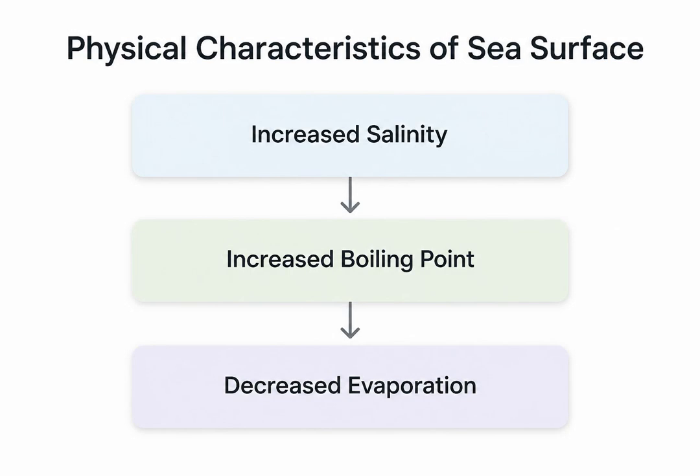The physical characteristics of the seawater itself also play a huge role. Let's look at salinity. If the salinity of the water increases, its boiling point also increases. Because the water requires more energy to vaporize, the rate of evaporation actually decreases. This means less heat is lost through evaporation in highly saline waters compared to fresher waters.